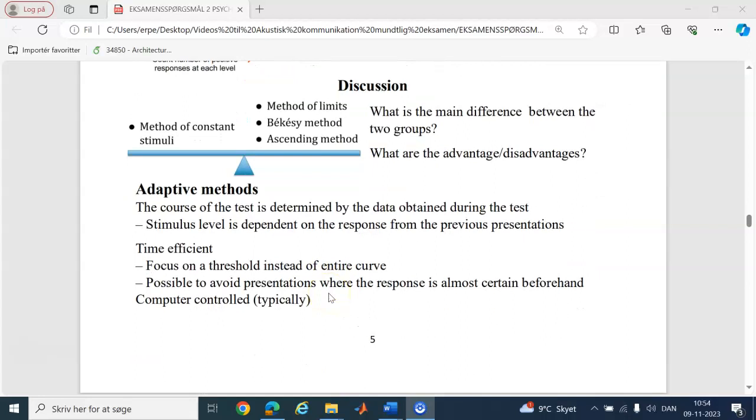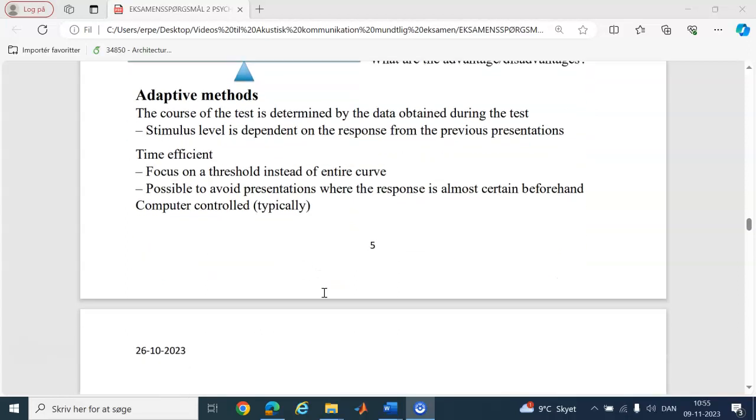Adaptive methods. The course of the test is determined by the data obtained during the test. Stimulus level is dependent on the responses from the previous presentations. So it's not independent now. It's adaptive and time efficient. It focuses on a threshold instead of an entire curve. It is possible to avoid presentations where the response is almost certain beforehand, and it is typically computer controlled.